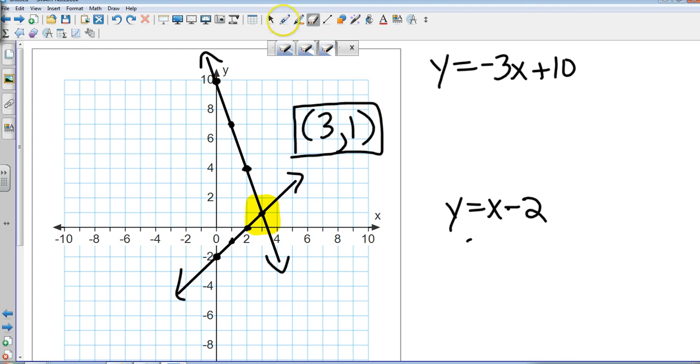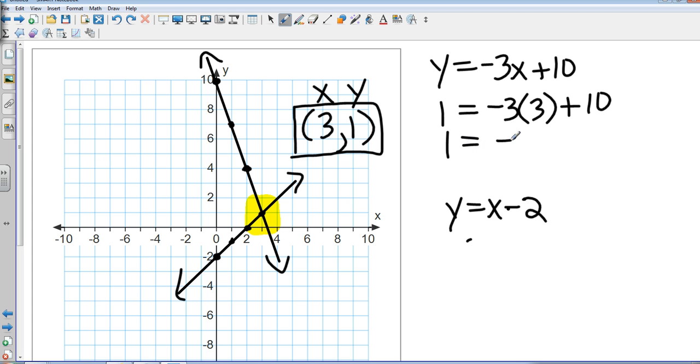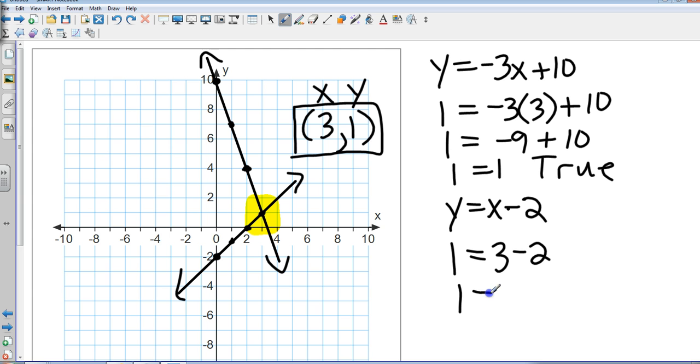And I'm going to substitute in 3, 1. So x is my 3, y is my 1. So everywhere I see a y, I'm going to put a 1. Everywhere I see an x, I'm going to put a 3. That tells me 1 is equal to negative 9 plus 10. 1 equals 1. That is true. I'm going to go to my second equation and do the same thing. Put in a 1. Substitute in the 3. 1 equals 1. That is also true. What that means is that is the only point I can put in those two equations that makes it true both times.